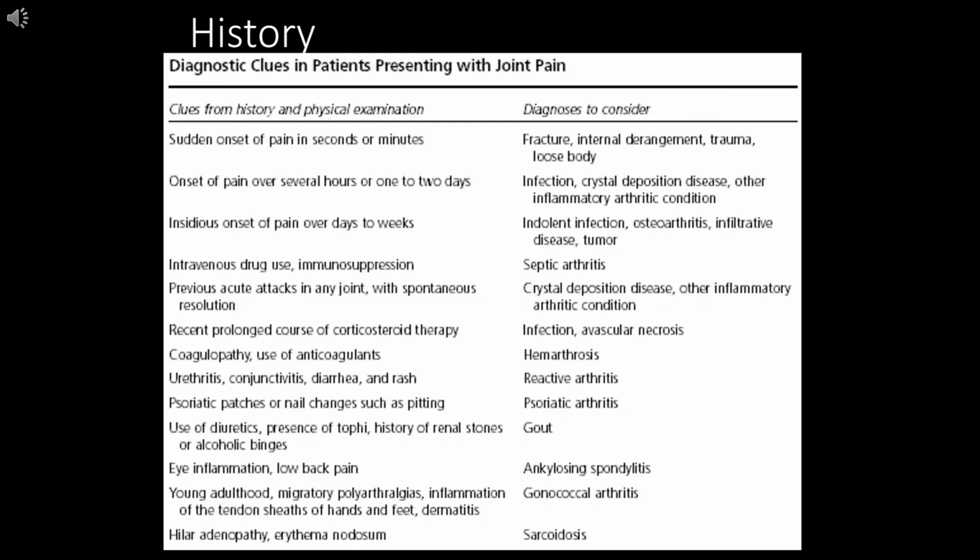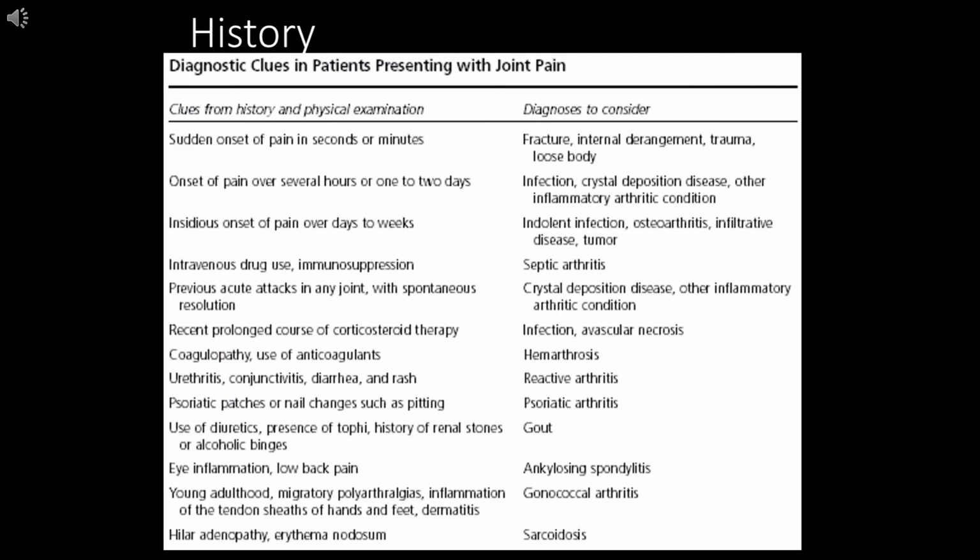In the history, we'll get some diagnostic clues in patients presenting with joint pain. Sudden onset of pain in seconds or minutes is usually seen in fractures, internal derangement, trauma, or loose body. Onset of pain over several hours or 1 or 2 days suggests infection, crystal deposition disease, or other inflammatory arthritic condition.